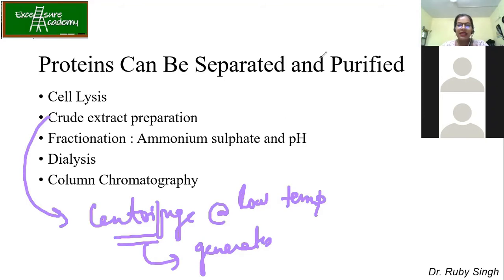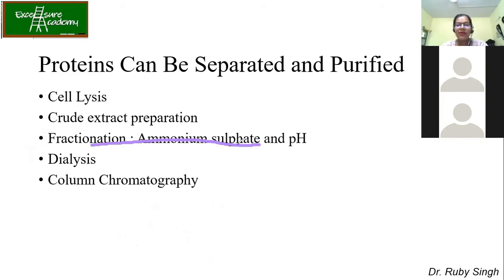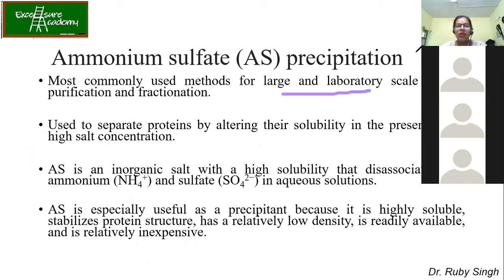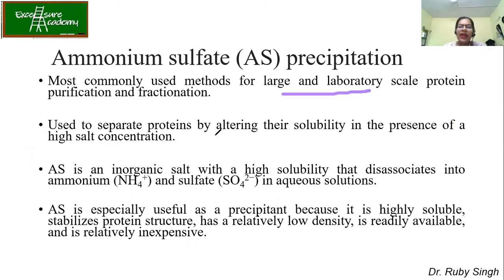Next, fractionation, ammonium sulfate precipitation and the pH one. This is what we are going to study in detail today. Ammonium sulfate precipitation is one of the most commonly used methods for large and laboratory scale protein purification and fractionation. It is used to separate proteins by altering their solubility in the presence of high salt concentration.